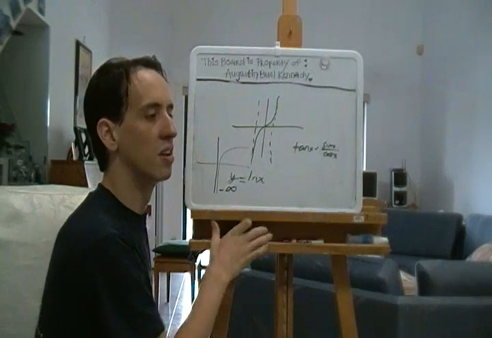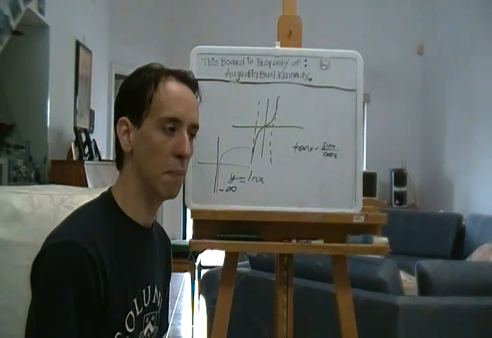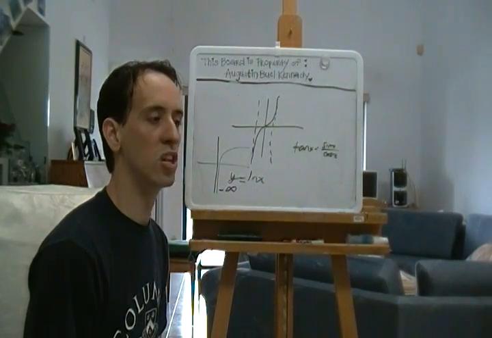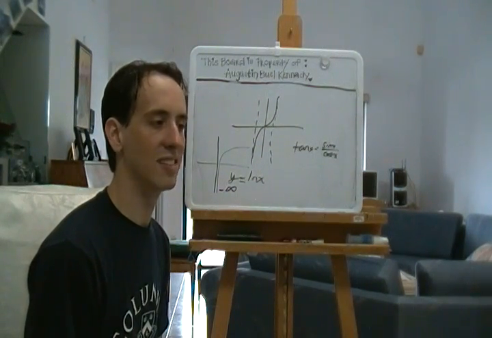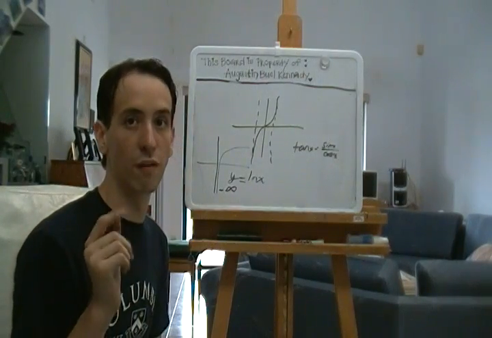I'd like you to determine the infinite limit of the function natural log of x squared minus 9 as x approaches 3 from the right.